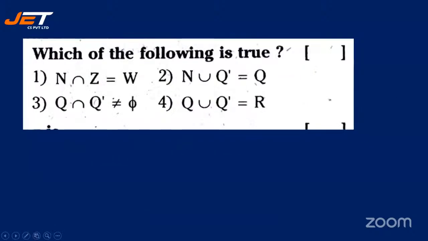Which of the following is true? N intersection Z is equal to W. N union Q dash is Q. Q intersection Q dash is not equal to null set. Q union Q dash is equal to R. Okay. So N intersection Z is W. N union Q dash is Q. Q intersection Q dash is not equal to null set. Q union Q dash is equal to R.